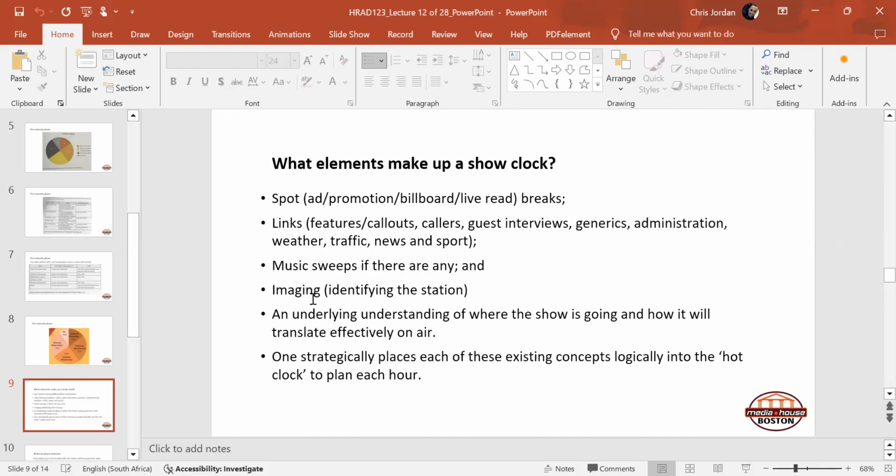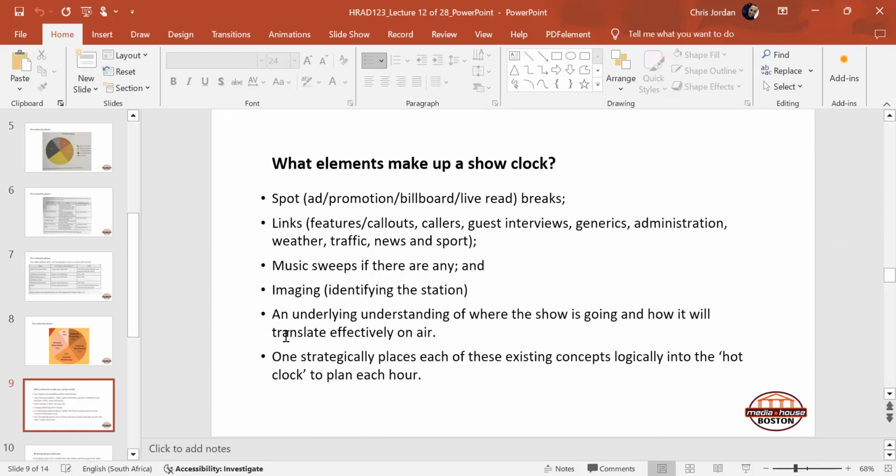Imaging, right? So it's that produced identity of the station that you hear between songs. All right, an underlying understanding of where the show is going and how it will translate effectively on air.